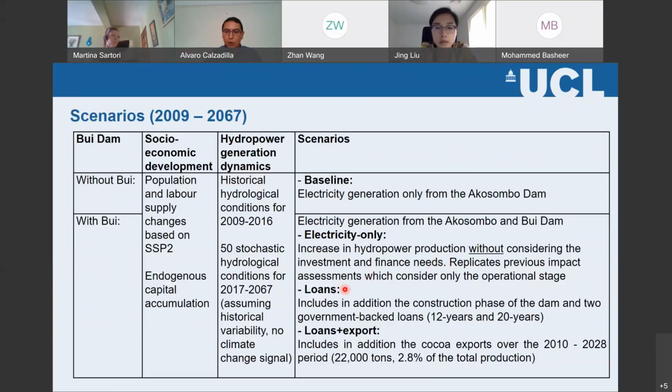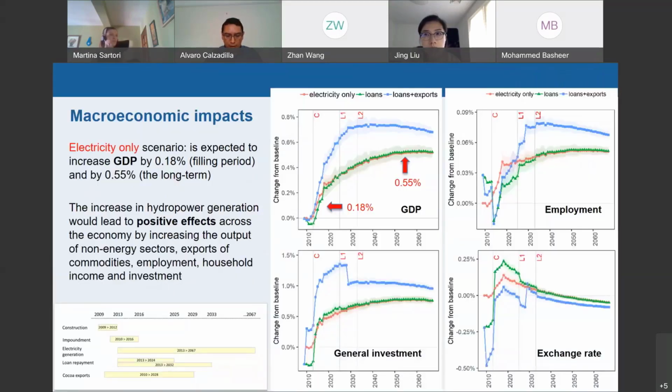In the second scenario, loans, we include in addition the construction phase of the dam and the 2 government-backed loans, only the repayment of these loans. In the third scenario, loans plus exports, we include in addition the cocoa exports over the period 2010-2028. Basically every year the model exports 22,000 tons of cocoa, which is equivalent to 2.8% of the total production in the calibration year. So those are the 3 scenarios that we are going to evaluate. And here we do have the results.